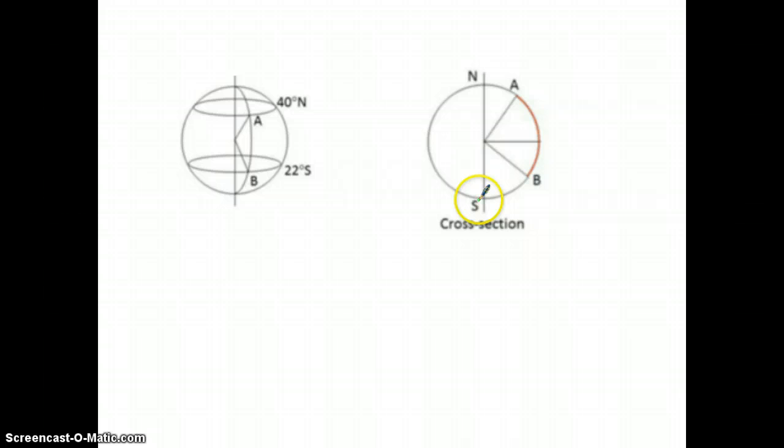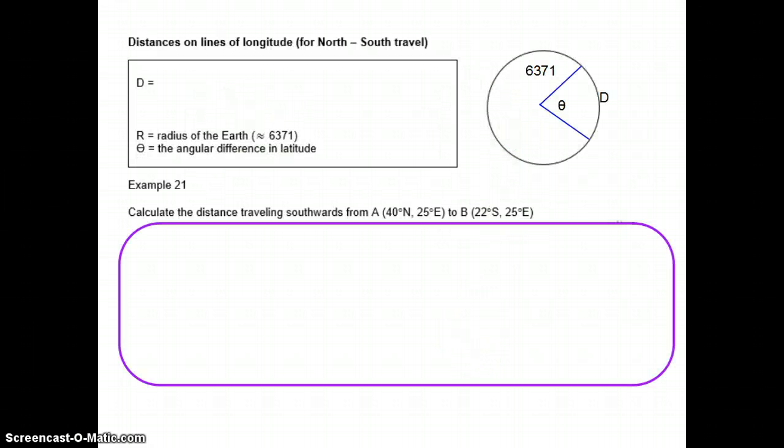Now, north's at the top, south's at the bottom, the equator is in the middle, and A, we're told, is 40 degrees north. So that means that this angle here is 40. And we're also told that B is 22 degrees south, which means that this angle here is 22. So in total, we have an angle here of 62 degrees.